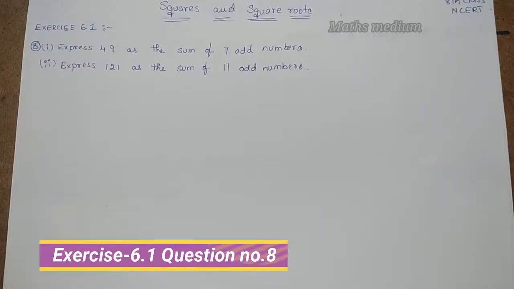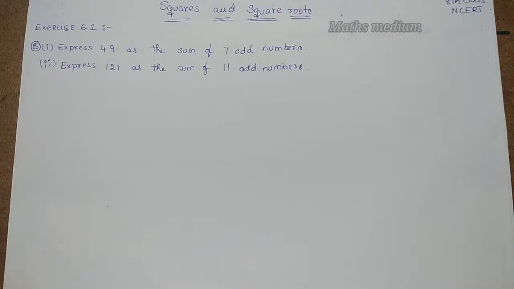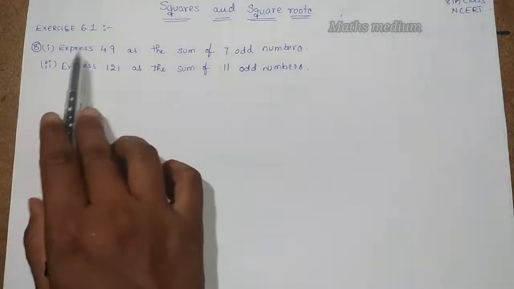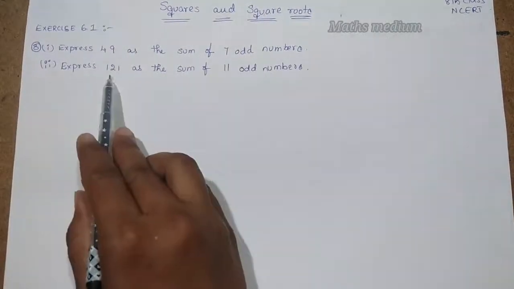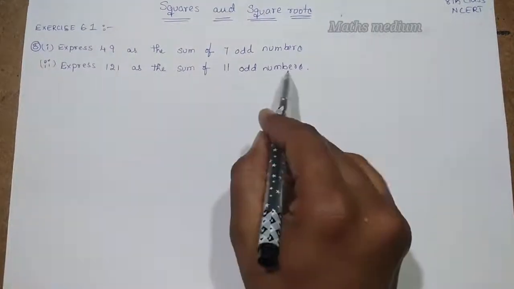Today I came with exercise 6.1 from Squares and Square Roots, 8th class NCERT. Question number 8. Express 49 as the sum of 7 odd numbers. Here, express 121 as the sum of 11 odd numbers.